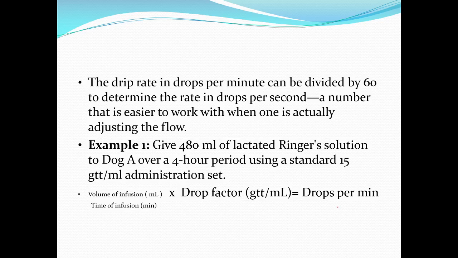So I just did an example, but here is another one because the more we do it, the easier it is. So what I want you to do is do 480 mils of lactated ringer solution over a 4-hour period using a 15 GTT administration set. So, oh my gosh, this is not minutes, it's hours. I've never done this before. It's okay. We still have the same thing. We have 480. If we have 4 hours, how many minutes is that? It's 4 times 60. 4 times 60 is 240.